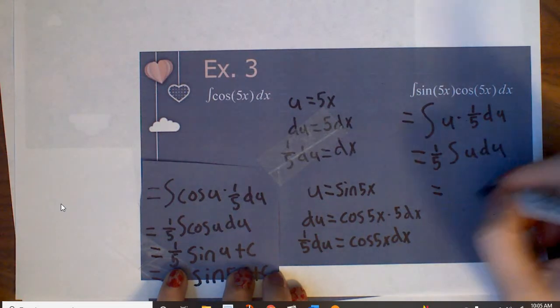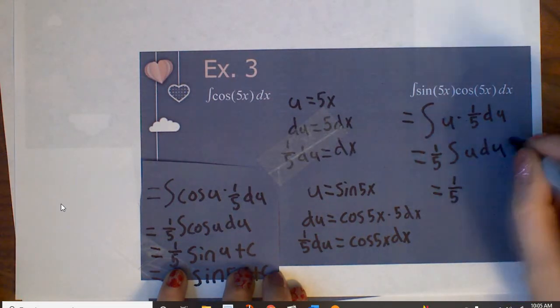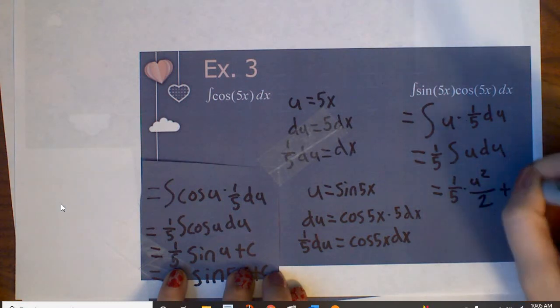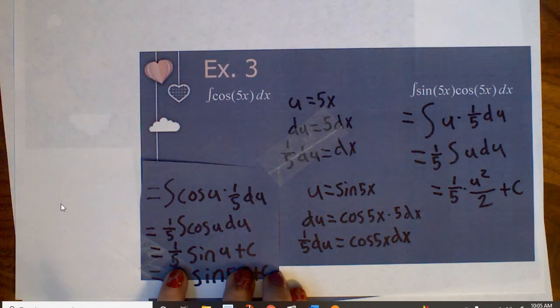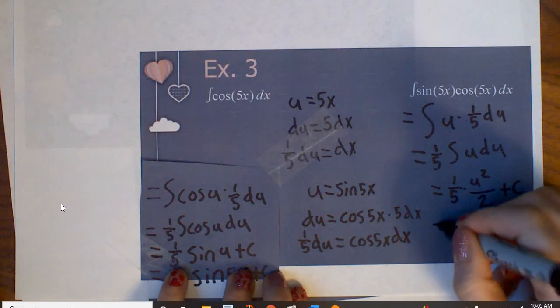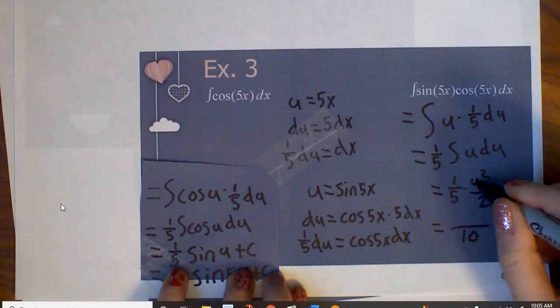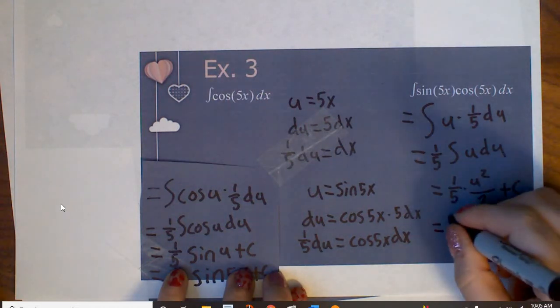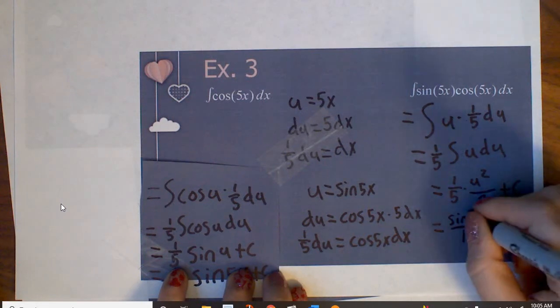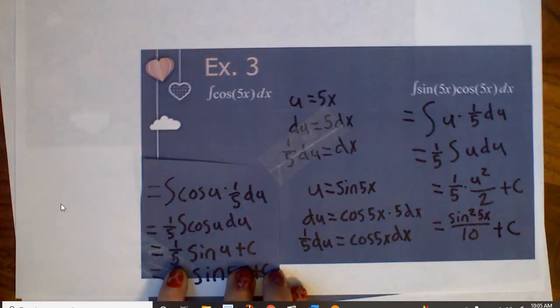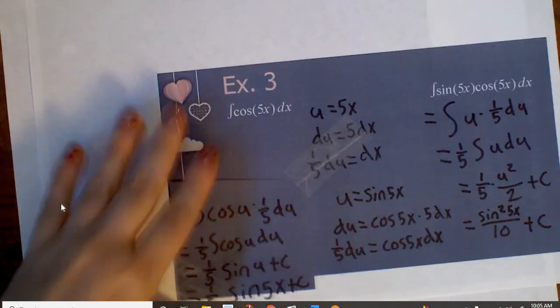And again, this is just my general power rule, so we add 1, so we get u squared, divide by our new exponent, add our plus c. So then notice that we will have a 10 in our denominator. And then again, we need to substitute back in, so we would get sine squared of 5x plus c.